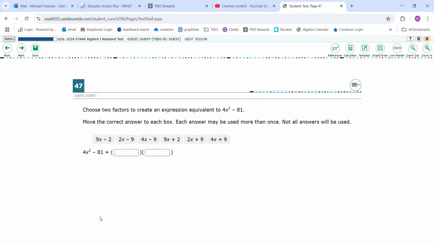Just one's positive, one's plus, and one's minus. But these two should be the same, and then these two are the same. That's how I get there to be no middle term.